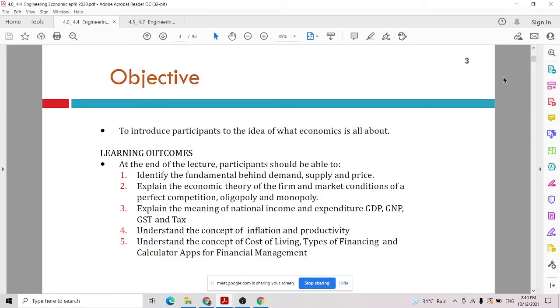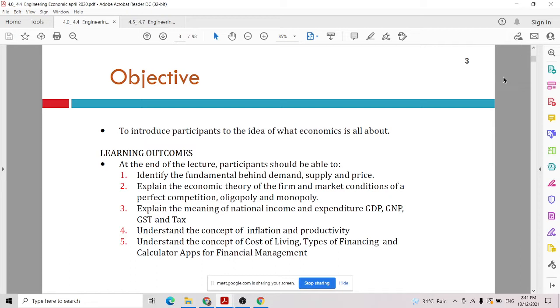So this is the objective. At the end of this lecture, the participant should be able to identify the fundamentals of economics: what is demand, what is supply, what is price. Then explain basic theory about economics. Then understand what is meant by GDP, GNP, and taxes. Number 4 is to understand the concept of inflation, and also productivity.